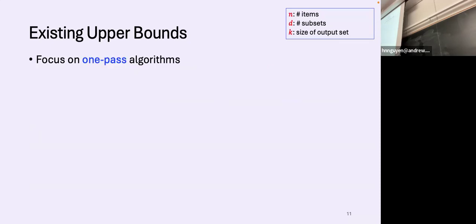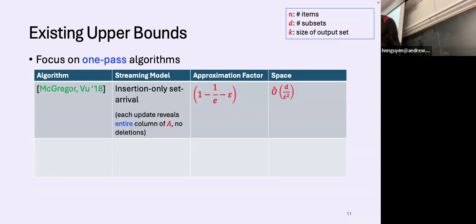Okay, so for existing upper bounds, the first work that we're going to talk about is McGregor and Vu from 2018. Similar to what we just talked about, this is the insertion-only set arrival model. So there are no deletions, we only have insertions. Furthermore, every single update is going to reveal a subset and all of its edges. Equivalently, in my matrix model, each update is going to reveal an entire column of A versus just entries. And you can see here that they get a near optimal approximation factor. They're only losing an epsilon here. And the space is O tilde of D over epsilon squared.